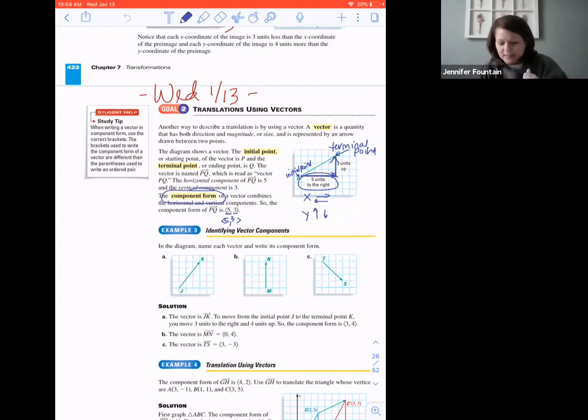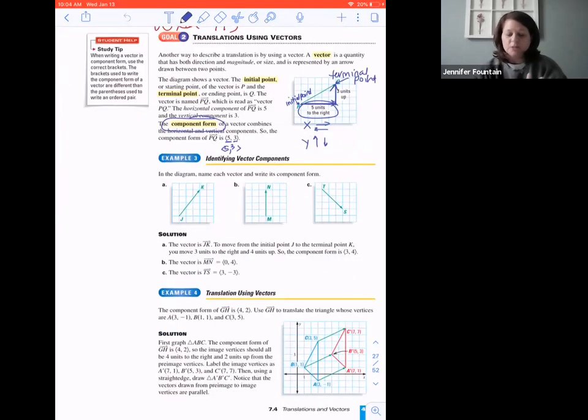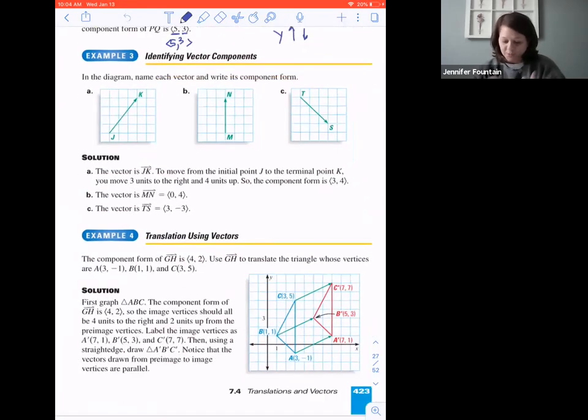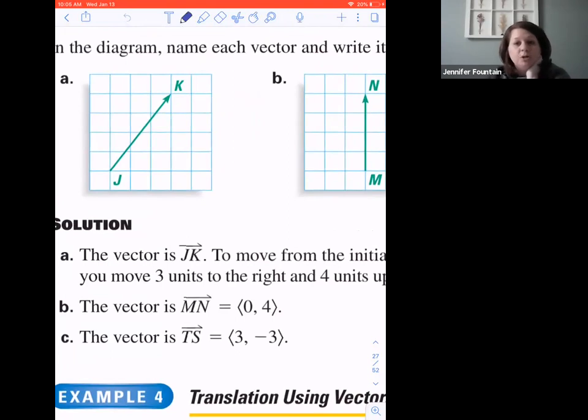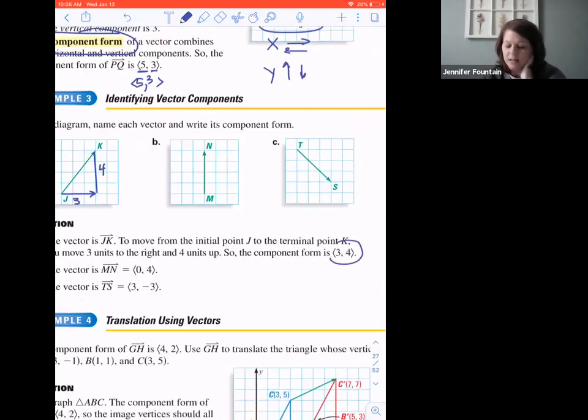All right. So we just looked at our vectors, and we learned that if I turn it into a right triangle, I'm looking at its component form. Now let's go to example 3, identifying vector components. So we start with letter A. Notice we've got our vector JK. If I wanted to determine its component form, I'm looking to see how many units I'm going to move this way. So I go 1, 2, 3 that way, and then I'm going up 1, 2, 3, 4 that way. So I can see that its component form is going to be 3, 4.